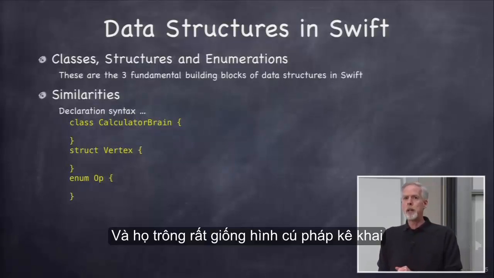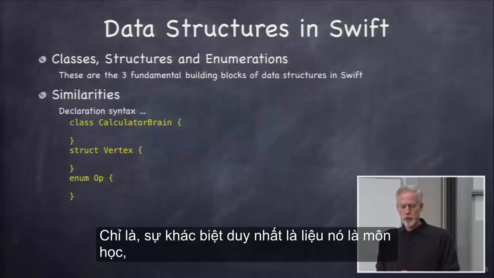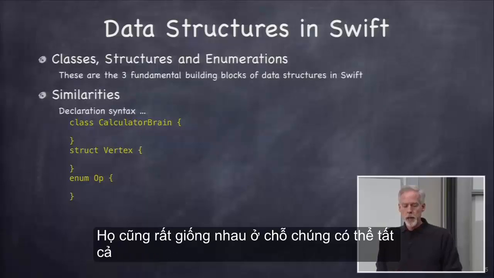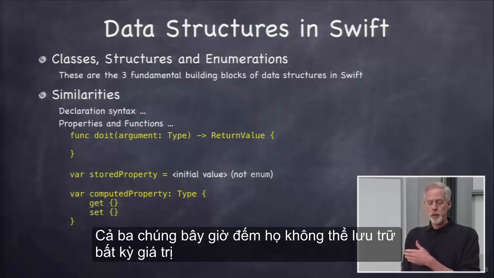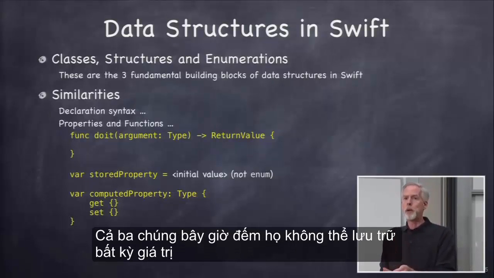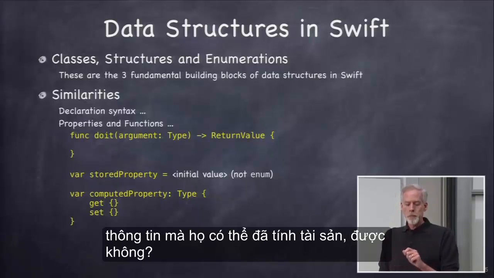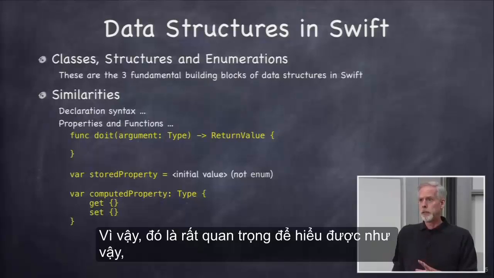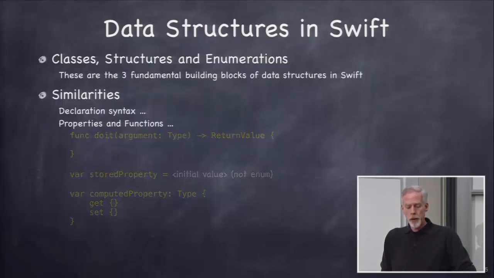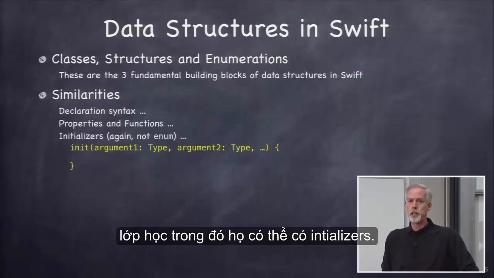And they look very similar. Their declaration syntax looks very, very similar. The only difference is whether it's class, struct, or enum, but otherwise looks the same. They're also very similar in that they can all have properties and functions, all three of them. Now enums, their properties can't store any values. You store the values in an enum in that associated information, but they can have computed properties. And all three of them can have functions. So it's important to understand they're very, very similar in that way. They're also similar, at least structs and classes, in that they can have initializers.